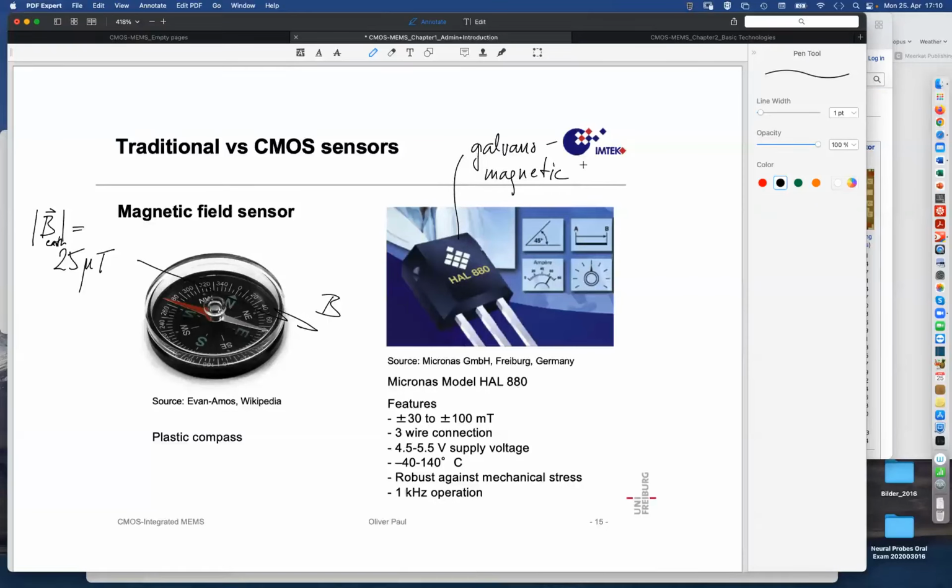Galvanomagnetic effects are exploited, and that means that galvano always means applying voltages or earning voltages. Magnetic means, of course, magnetic field. So some electrical voltages are related to magnetic fields. That's what galvanomagnetic means. And this is a chip by Micronas, and it's something which people who have heard other courses of mine, of course, know very well. It's based on a Hall sensor.